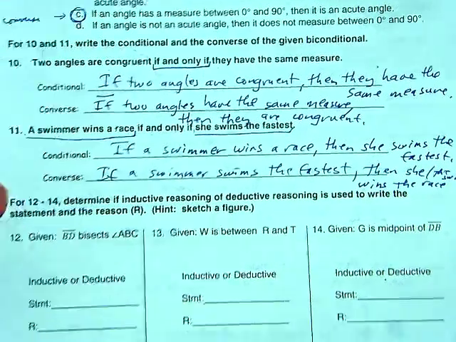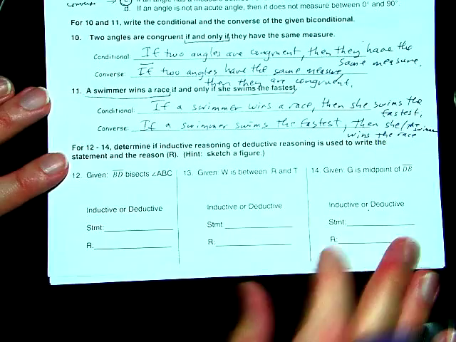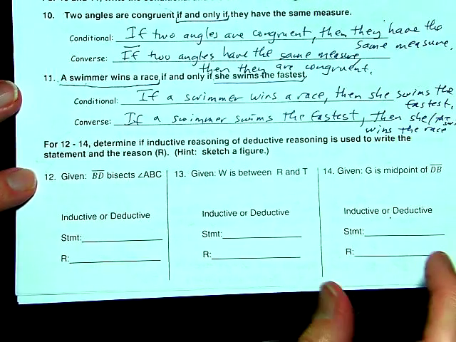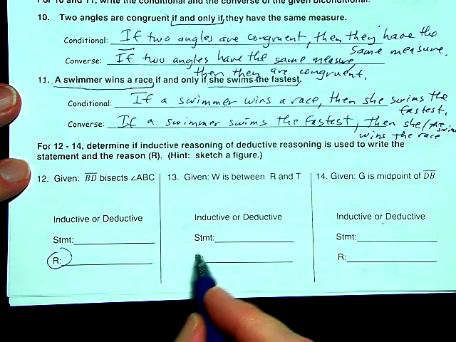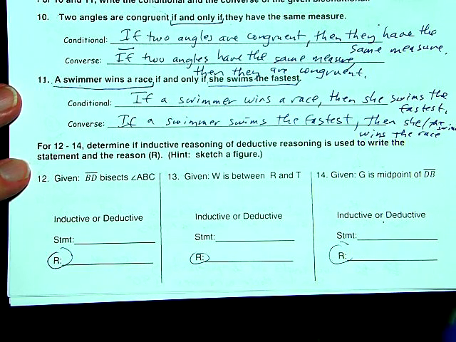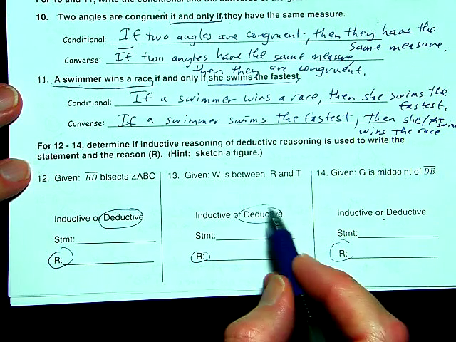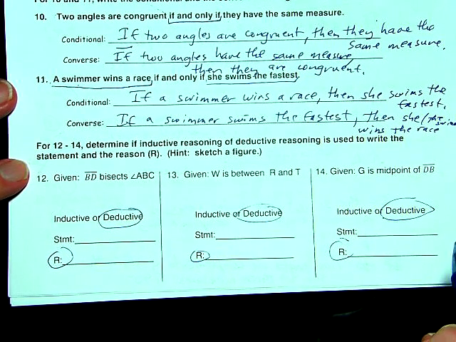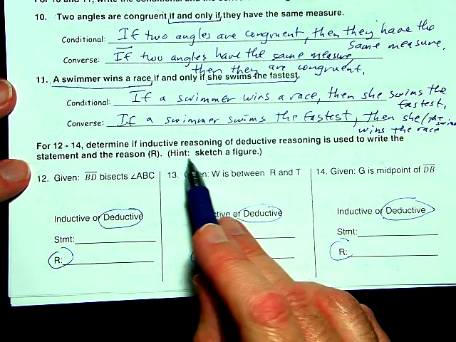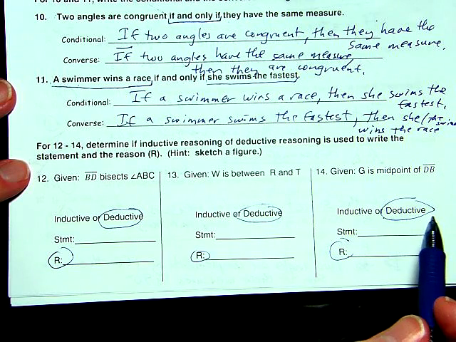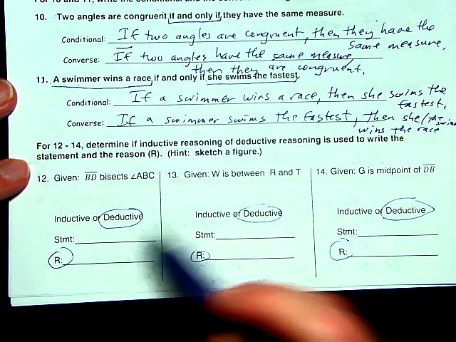Okay, so let's move on to the last three questions, 12, 13, and 14. We have to determine if inductive or deductive reasoning is used to write the statement and then supply the reason. Well, they all have reasons, so we could be pretty sure they're all deductive reasoning. Okay, so logical reasons are provided only when we are dealing with deductive reasoning. So let's take advantage of the sketch. We're supposed to sketch a figure, and let's try to come up with the statement and the reason.